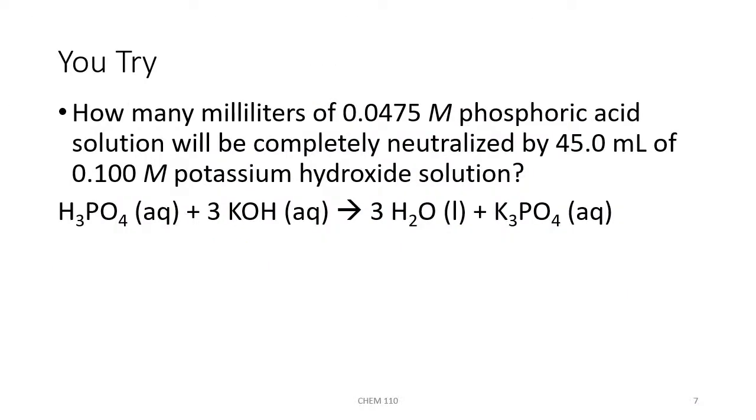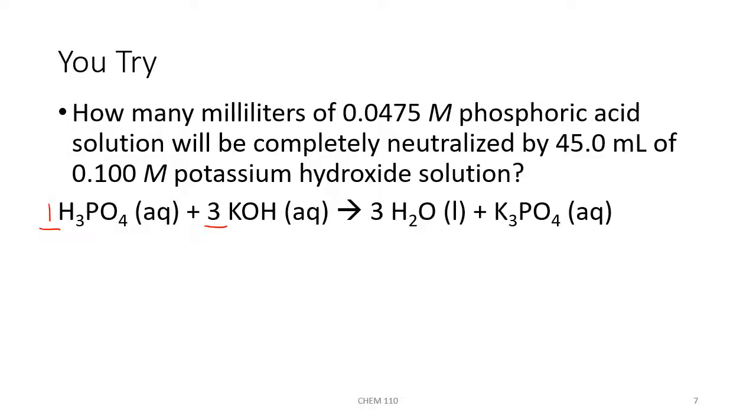Let's try another example. How many milliliters of 0.0475 molar phosphoric acid solution will be completely neutralized by 45 milliliters of 0.10 molar potassium hydroxide solution? And in this example, we are given our balanced equation already. So we have phosphoric acid reacting with potassium hydroxide to form water and potassium phosphate. Our phosphoric acid reacts 1 mole to every 3 moles of potassium hydroxide.